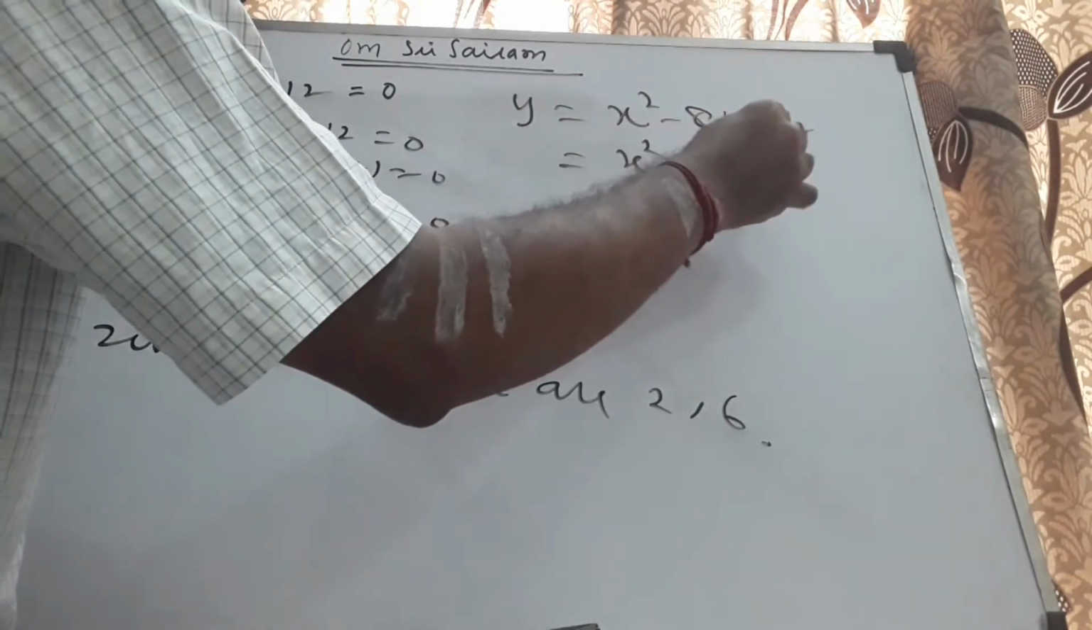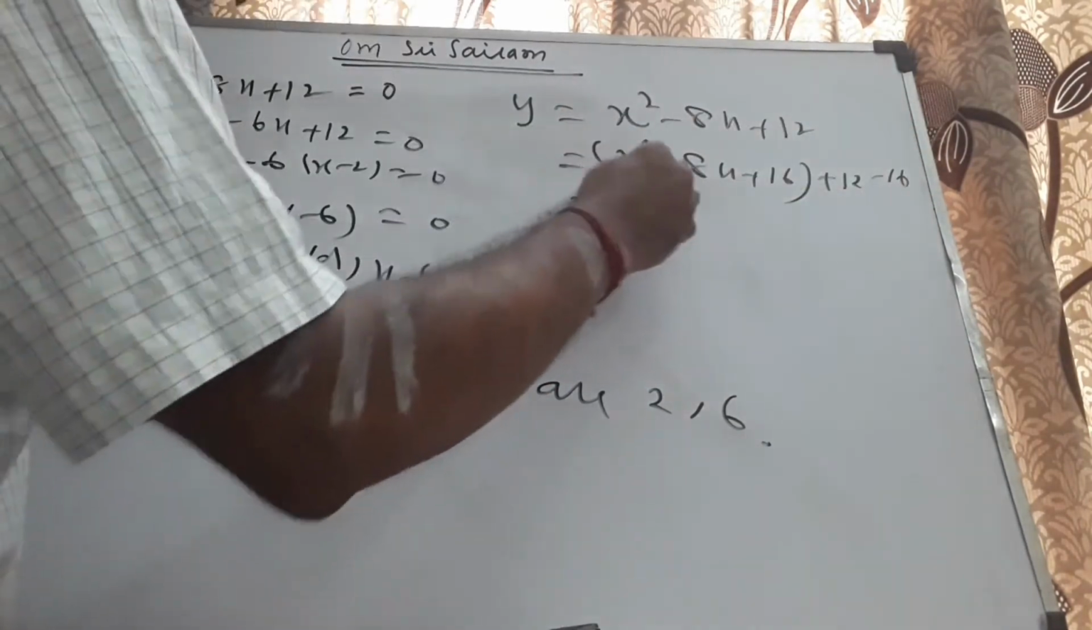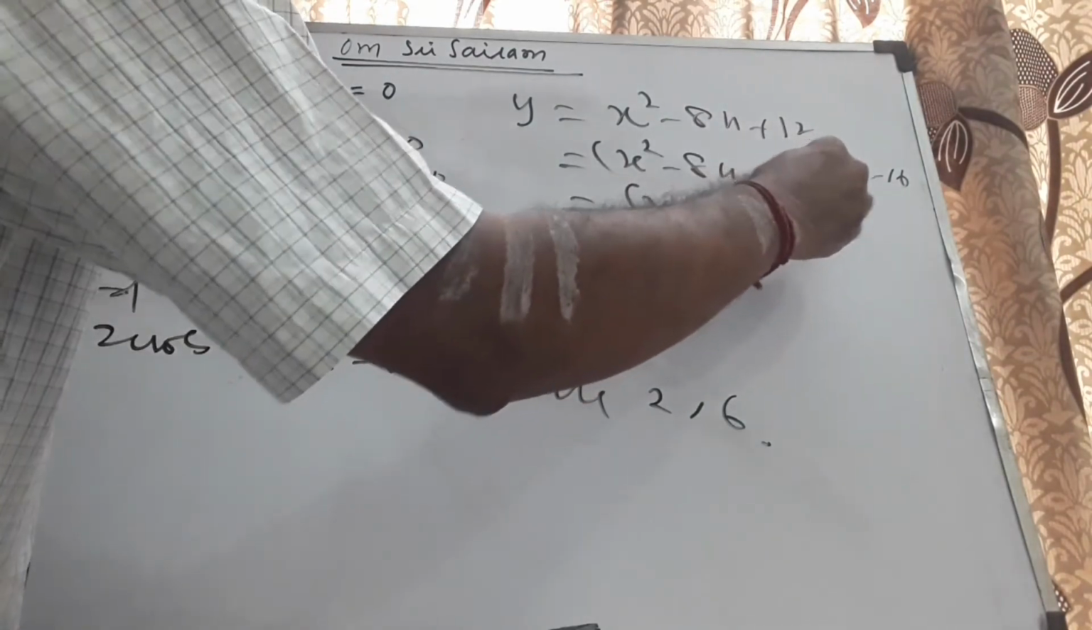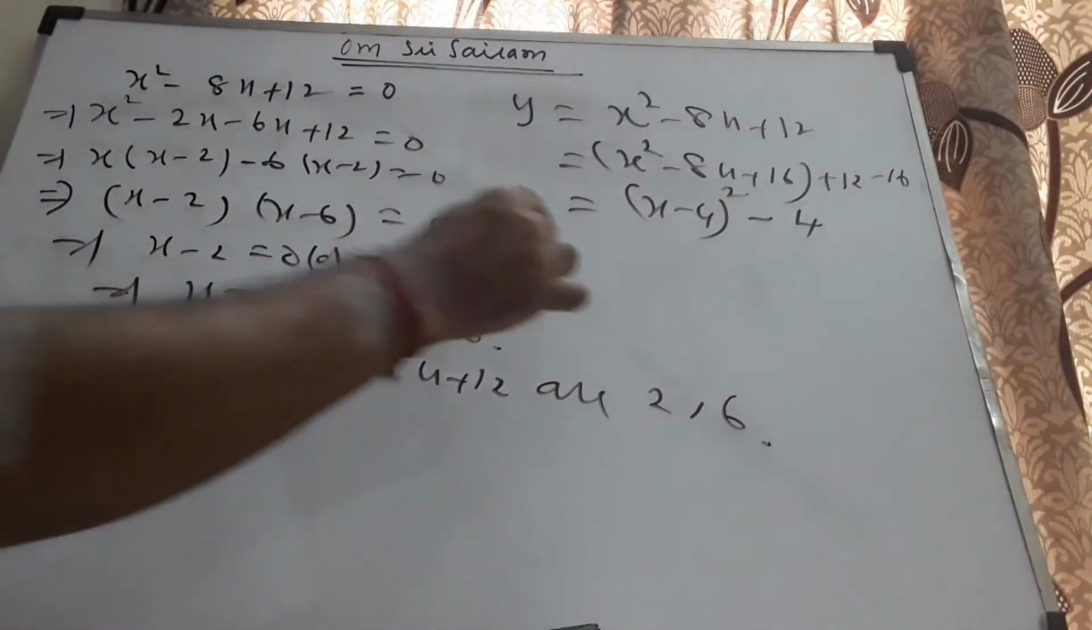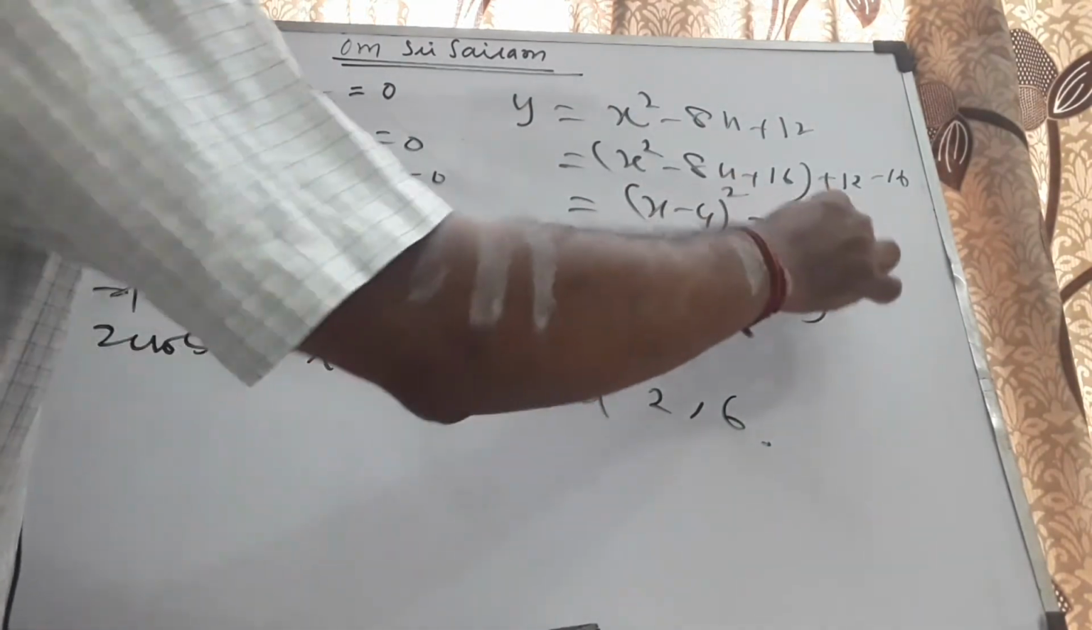I'll try to make it a perfect square. Plus 12, add 16 and subtract 16. I'll get (x minus 4) whole square minus 4. Now this is equal to: y plus 4 is equal to (x minus 4) the whole square.